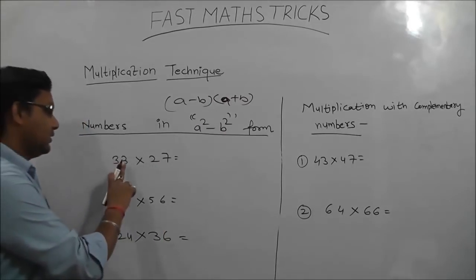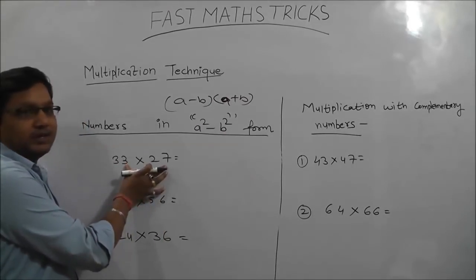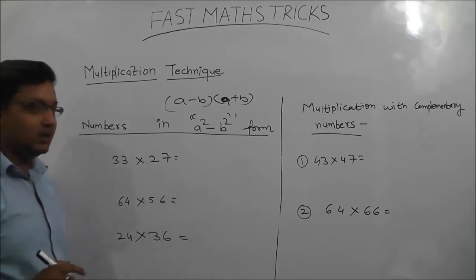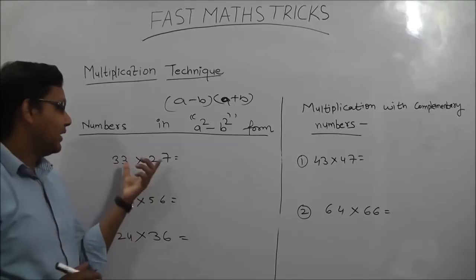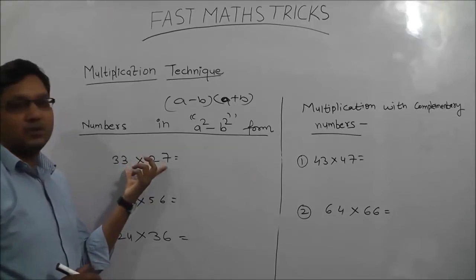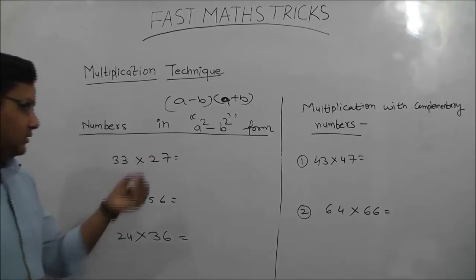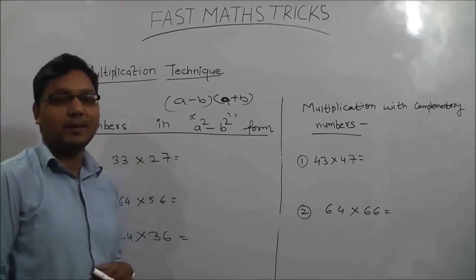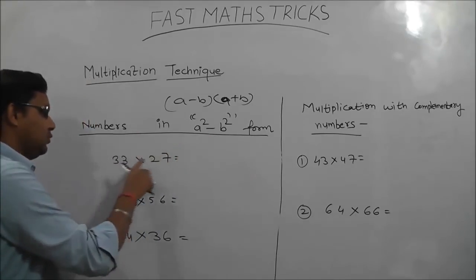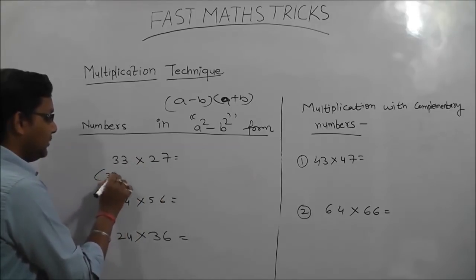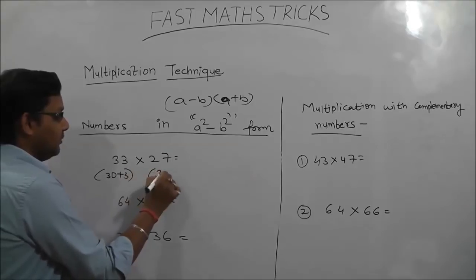You can see that the ones digits add up to 10, and the difference between the ones digits is 1. So this type of number is in the form a square minus b square. So 33 into 27, this is in the form 30 plus 3 and 30 minus 3.